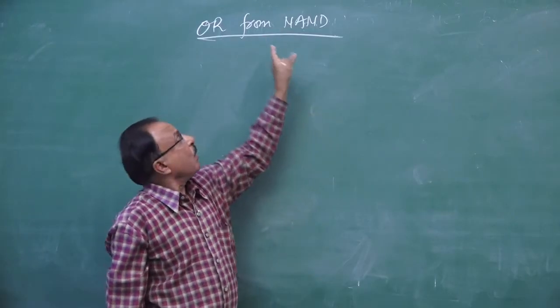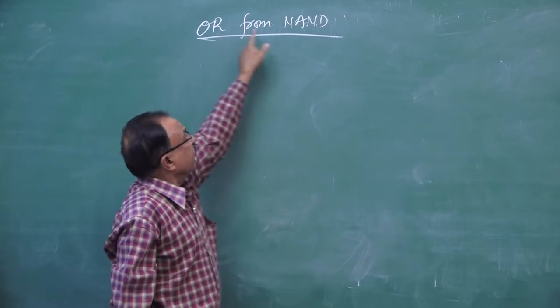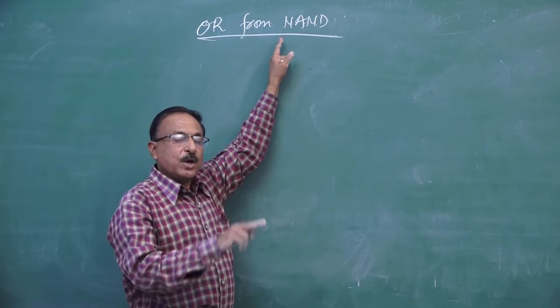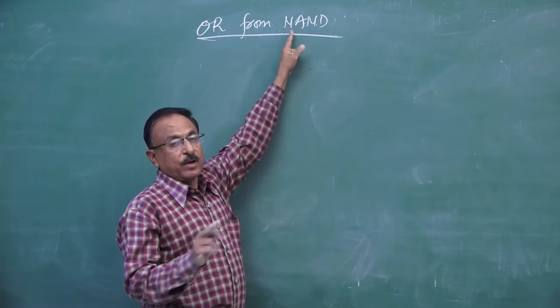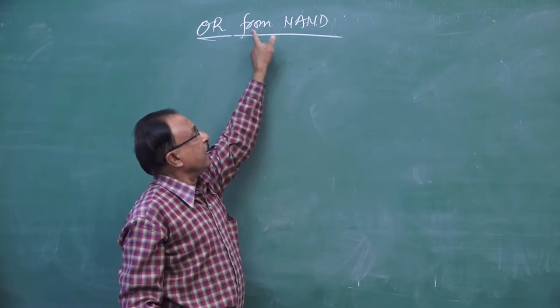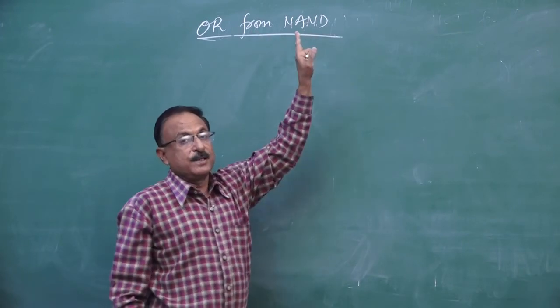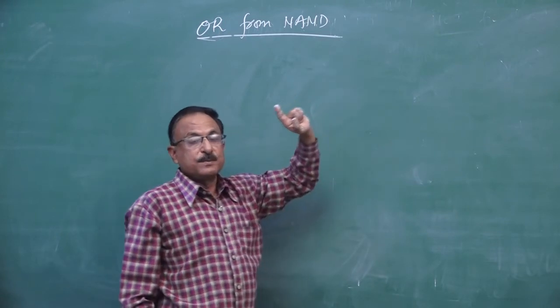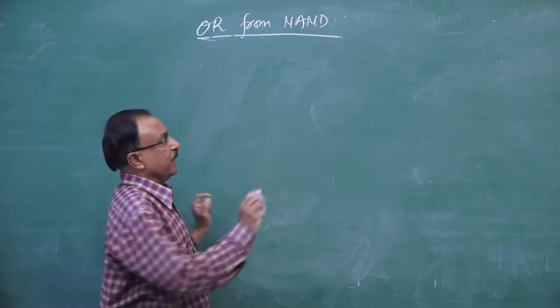Now we want to make the OR gate from the NAND gate. We have already converted a NOT gate from the NAND gate. We already obtained the NOT gate and the AND gate from the NAND gate. Now it is time to get the OR gate from the NAND gate. Now how is it to be done? It is a little bit complex.